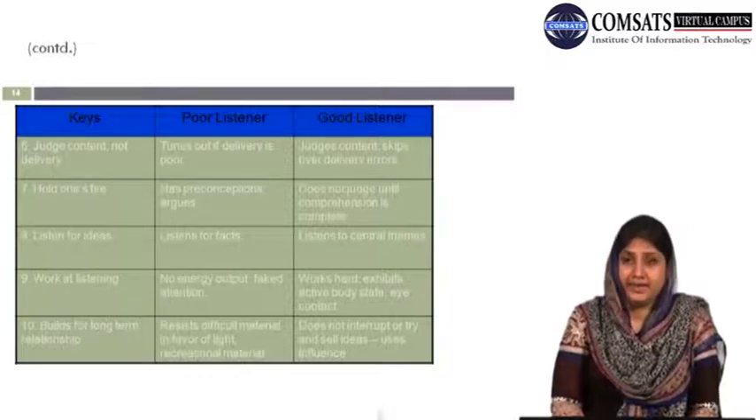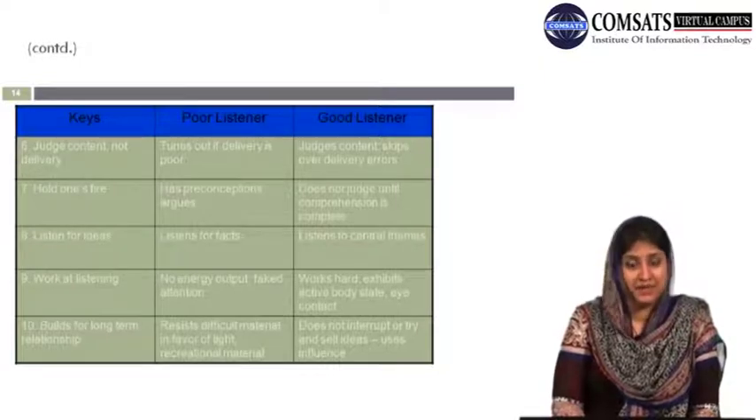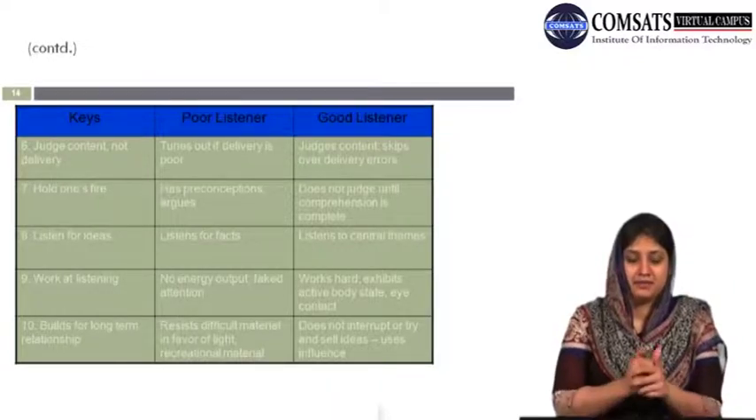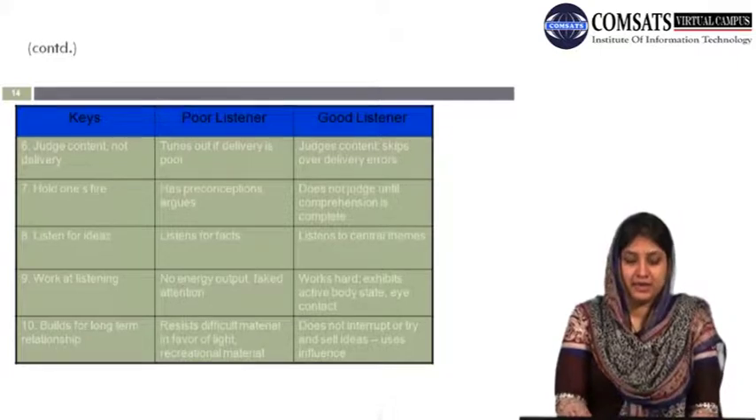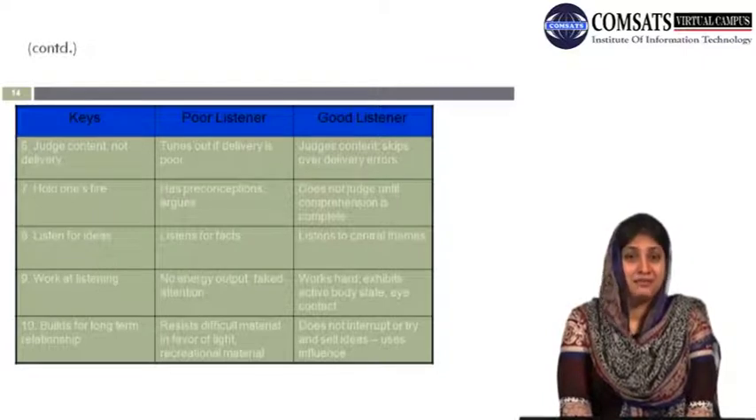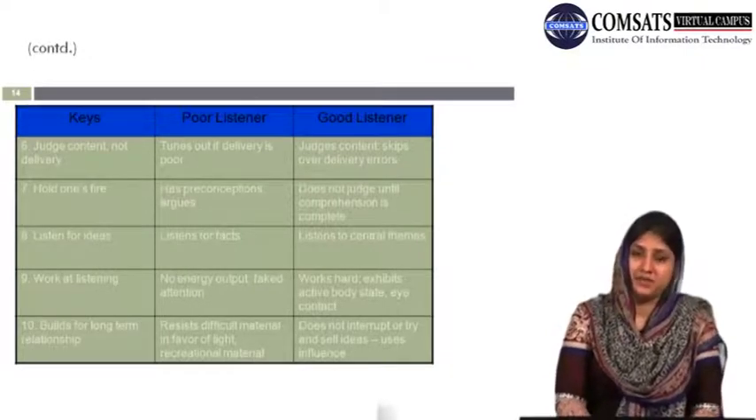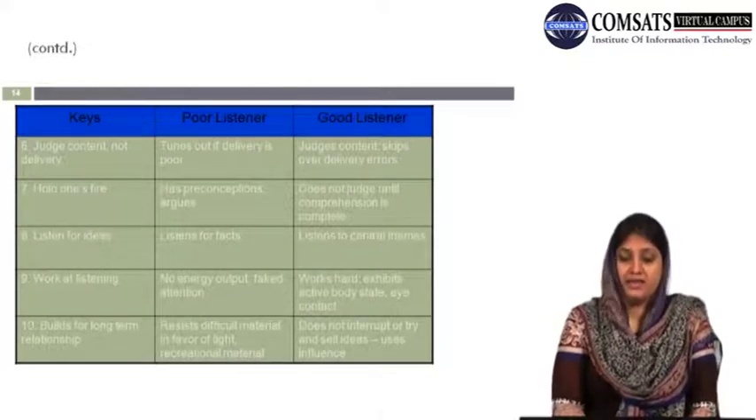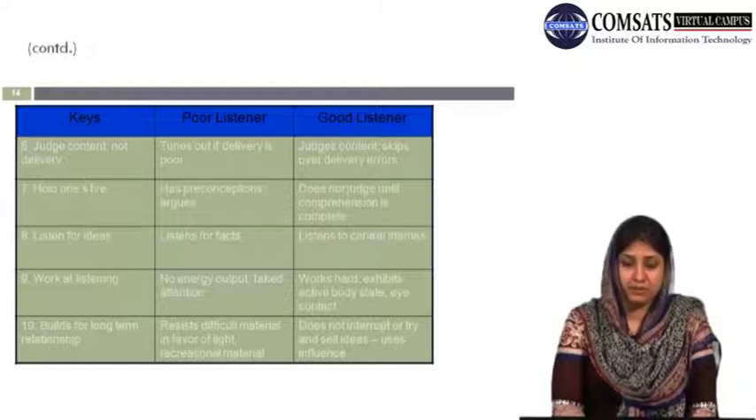Then, work at listening. No energy output means faked attention. Well, some people are very bad at pretending. When they are listeners, they show that they are listening, but they are not. They are fiddling with a mobile underneath the desk or doing something unwanted at that time. However, the positive and active listeners work hard. They exhibit active body posture and they maintain eye contact.